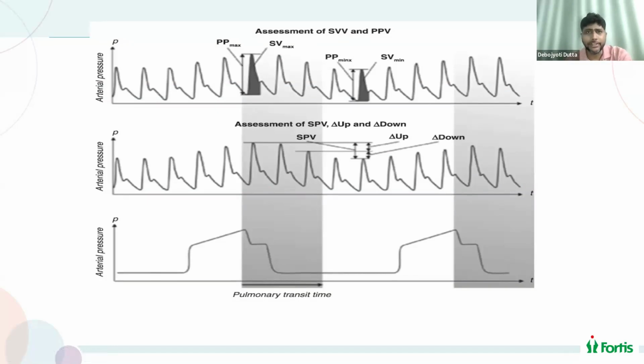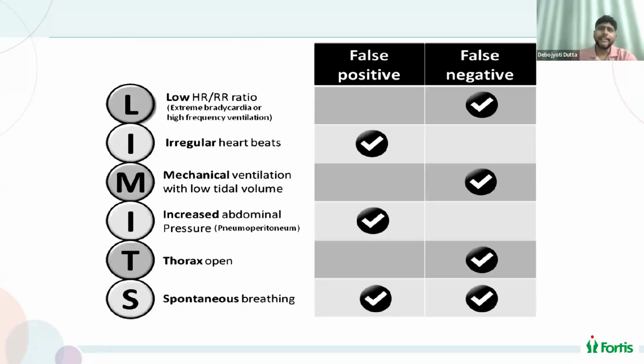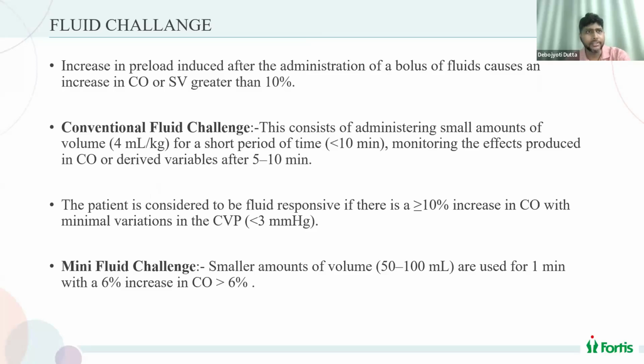But these techniques have some limitations. They are not very accurate in patients with arrhythmia, patients who have raised intra-abdominal pressure, patients on mechanical ventilation who are spontaneously breathing, or any other patient who is spontaneously breathing, and patients who have a very low heart rate to respiratory rate ratio. In that case, it becomes not very accurate. That's why we cannot use them in these sorts of patients.